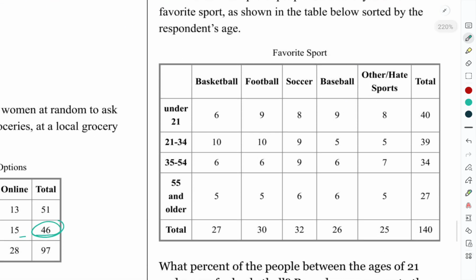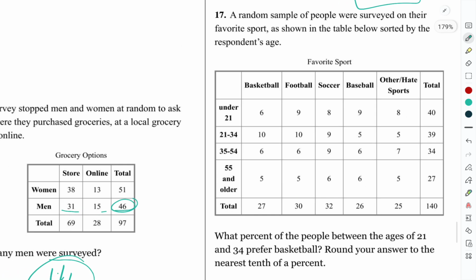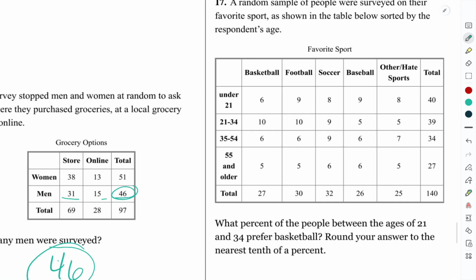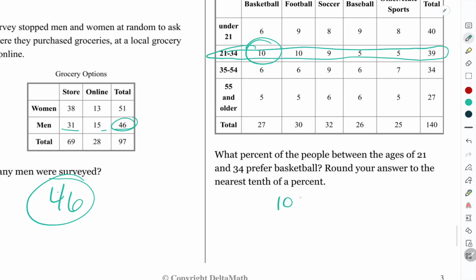Okay, this is a much bigger two-way table. Let's zoom out a bit. What percent of people between the ages of 21 and 34 prefer basketball? Okay, so I am just looking at this group right here. So 10 out of 39. Round to the nearest tenth of a percent. That would be 25.6%.